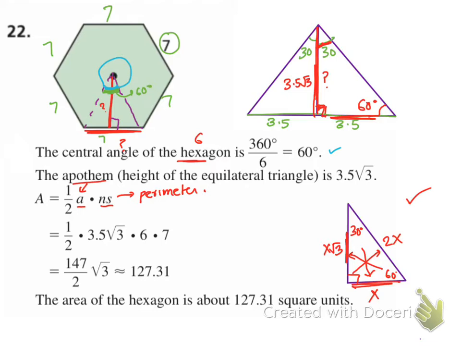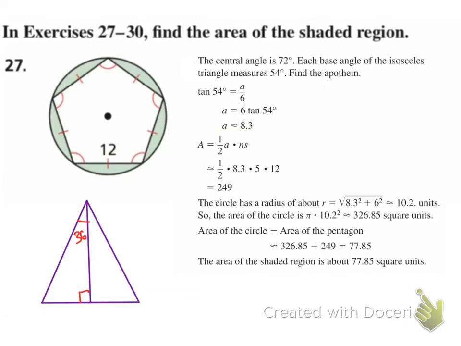So we plug it in. Apothem is 3.5 root 3. Perimeter, 7 is the side measurement and there's 6. So 6 times 7, that's P, and that's A. Just multiply and solve it, you get 127.31 square units. That's the area of this polygon. Let's move to next question.